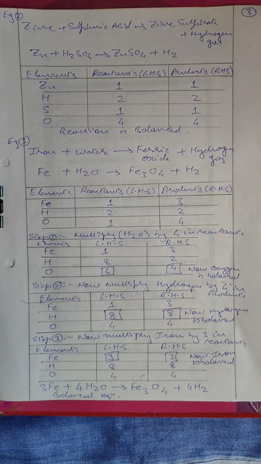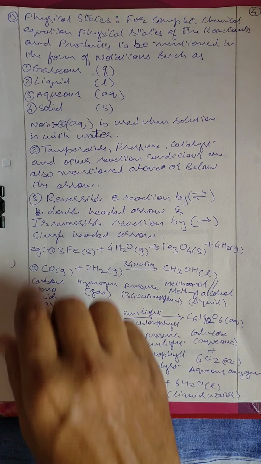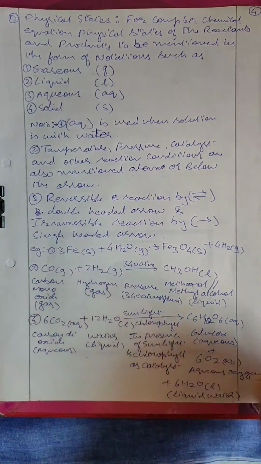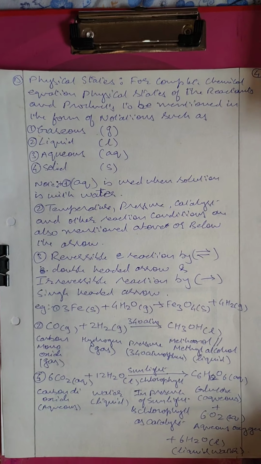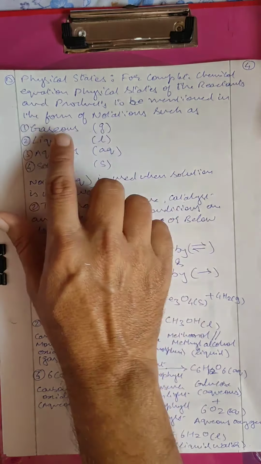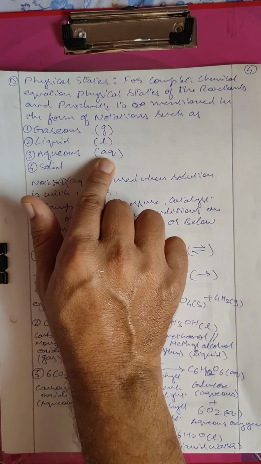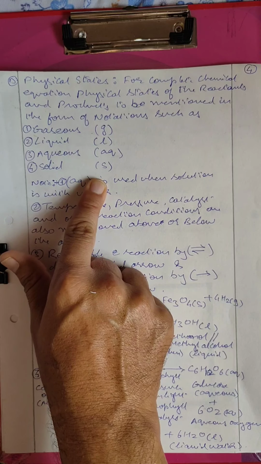Let's take one more. In the textbook they have given few more examples. You can go through it. Now after balancing the equations, we will come up with one more thing which is needed for the complete chemical reaction. The first thing is physical state. Whatever physical states are given here, we need to write down the physical states. So what are the physical states? For gases we will write G, for liquid we will write L, for aqueous we will write AQ, and for solid we will write S.